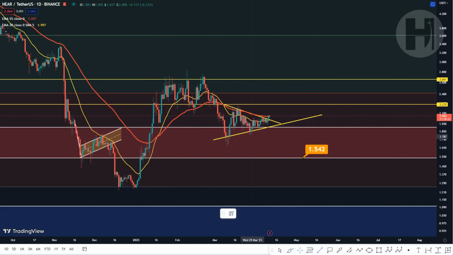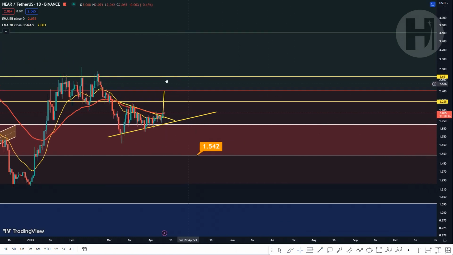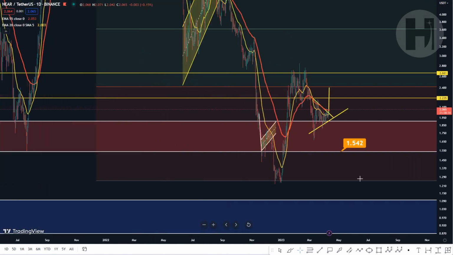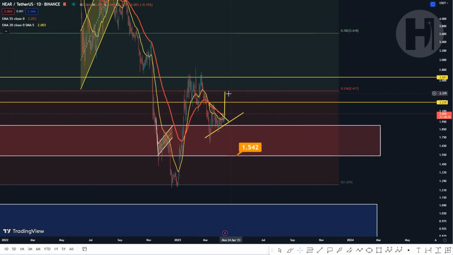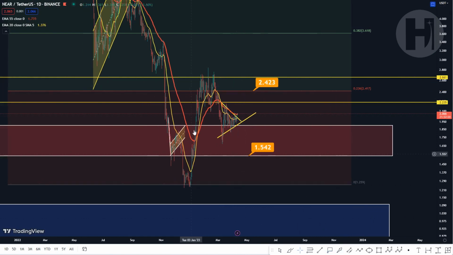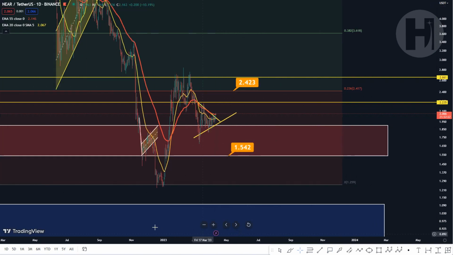If we take a trend line from the top of the symmetrical triangle all the way down to the bottom, and we place it at the point of breakout, we could be targeting the 0.236 fib at $2.40. So that could be our target moving forward in the next few weeks or in the next few days. Who knows? Sometimes we move quite impulsively, as you can see.